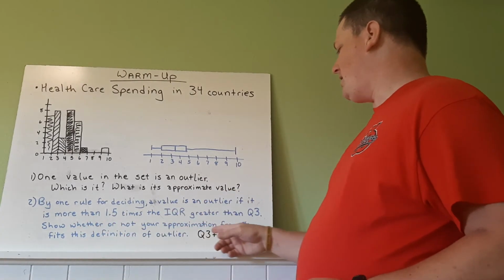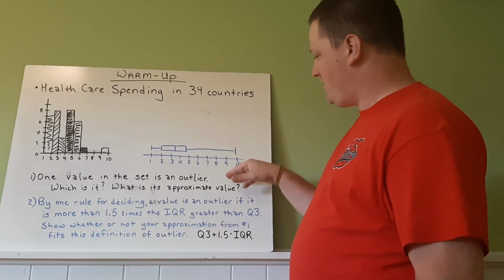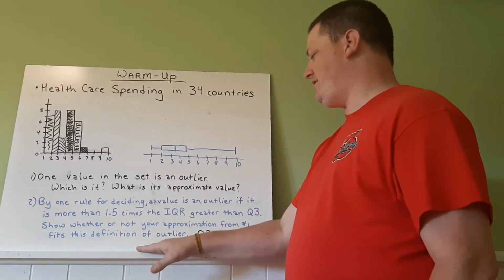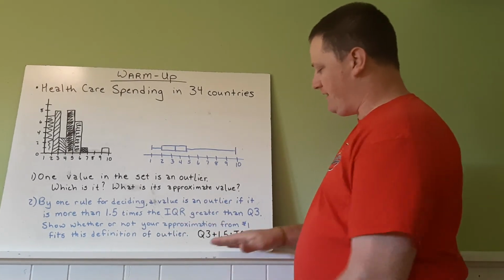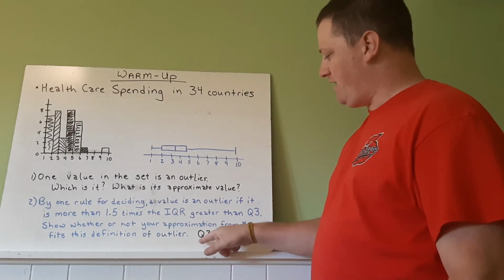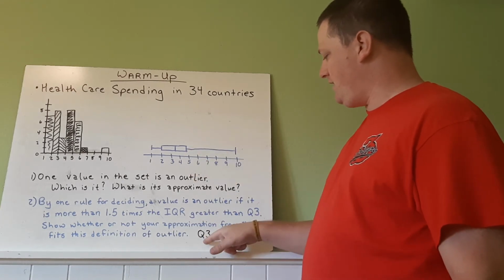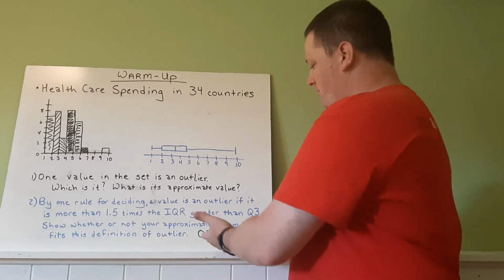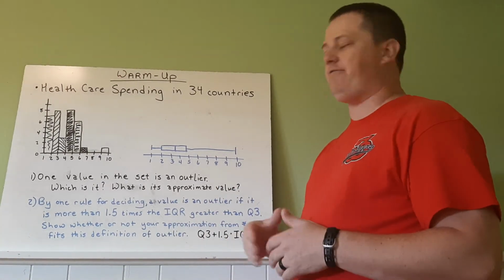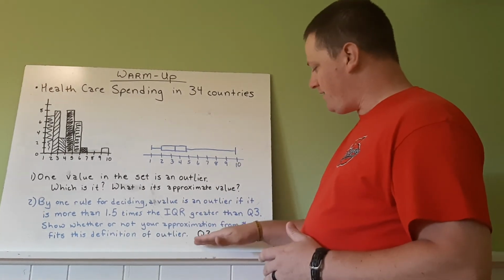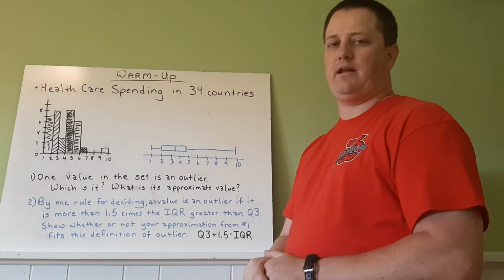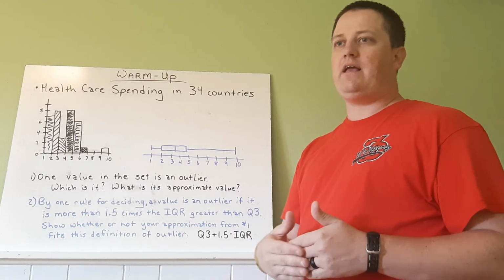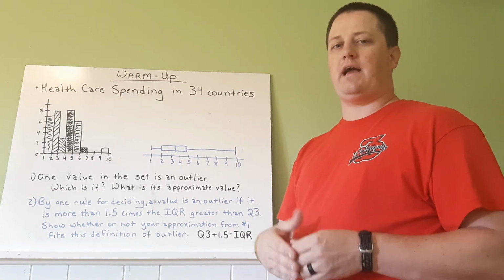Show whether or not your approximation for number 1, whatever number you estimate here, fits this definition of an outlier. So mathematically, that definition looks like this. You take the Q3 value, so you're going to need that, plus 1.5 times the IQR. So you use that math problem, and if our number is bigger than what you get here, that would be considered an outlier. All right, bring your work to class. We can talk about any mistakes or how good you've done and go from there.